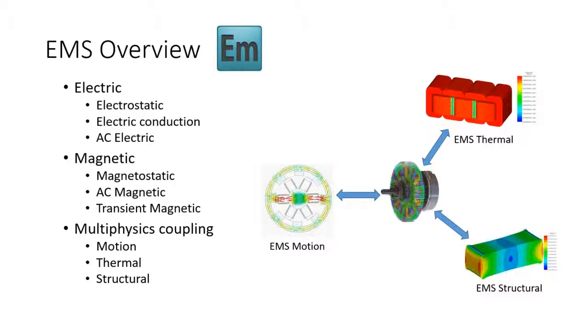EMS electromagnetic solvers are coupled with some other physics solvers as well. EMS has its own thermal and structural simulation packages, which can be directly coupled with its electromagnetic solvers, and then you can get a fully multi-physics, multi-domain solution. EMS also couples with SolidWorks Motion, which allows you to perform fully dynamic electromechanical simulations and get a transient response of different mechanical systems.